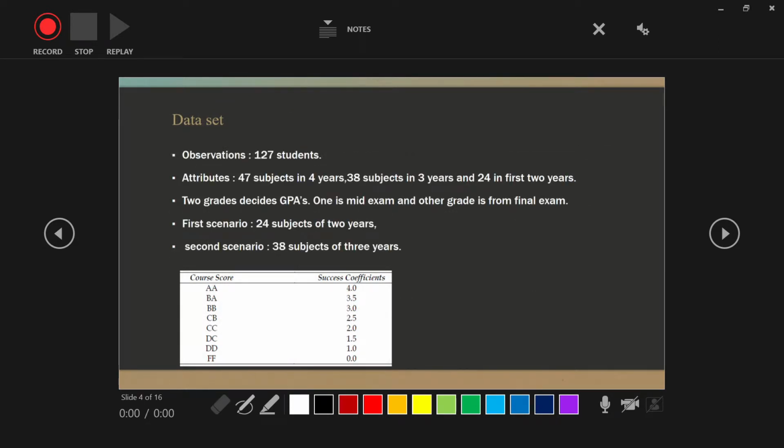Coming to the data set, we have considered 127 undergrad students. For attributes, they have considered two scenarios. In the first scenario, we take 24 subjects for 2 years, and 38 subjects for 3 years. Here we can see how we calculate the GPA. There will be two exams in every semester. If the person gets A's in both the exams, he will be awarded 4 GPA. If he gets C and B, he will be awarded 2.5, which is very low.